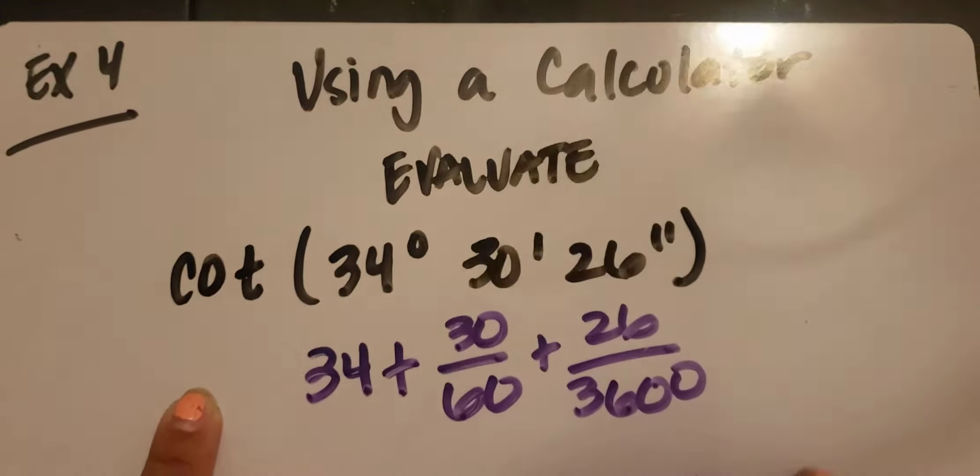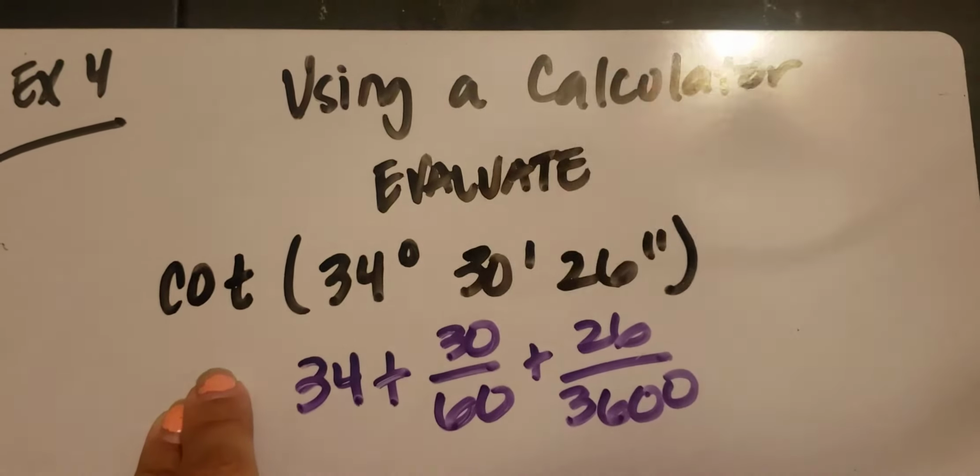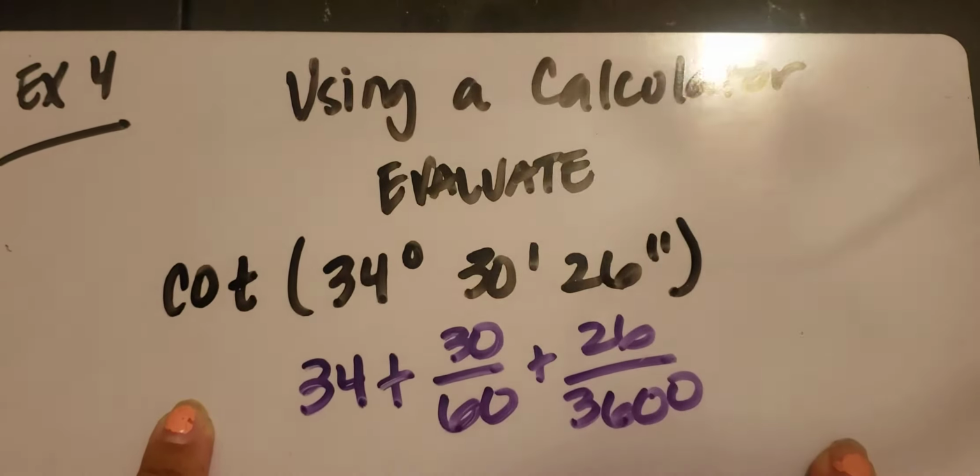We're moving on to example 4, and it's using a calculator, and we're going to evaluate cotangent of 34 degrees, 30 minutes, and 26 seconds.